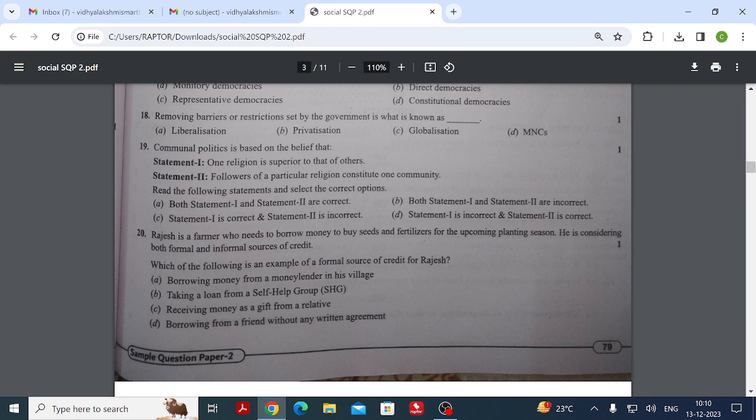So look, one community or different community. This communal politics is your topic, so you have to look at it there. That is also there, so it is true. So what is the answer? Both statement 1 and 2 are correct with respect to communal politics. So only if you have studied the communal politics topic cleanly will you be in a position to attend this question. Do you understand the seriousness? You will never get it otherwise.